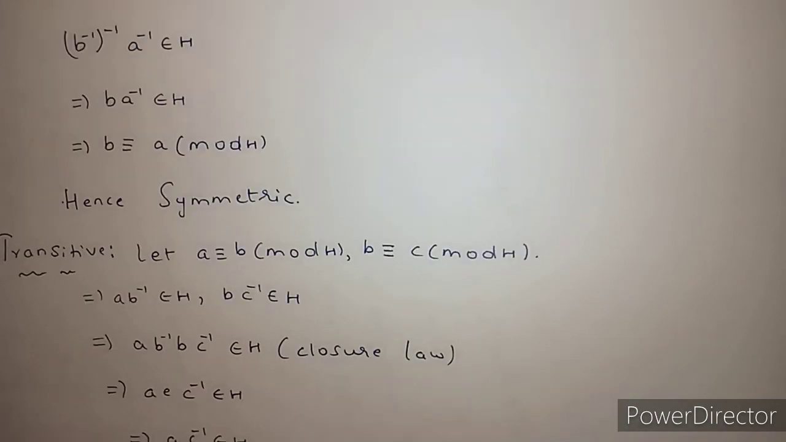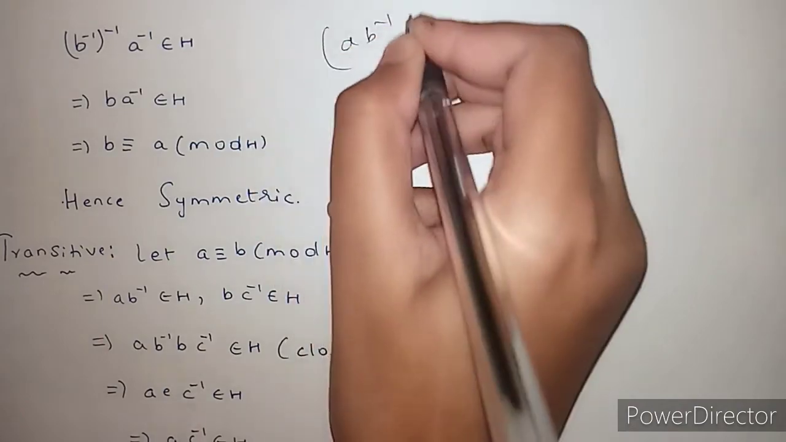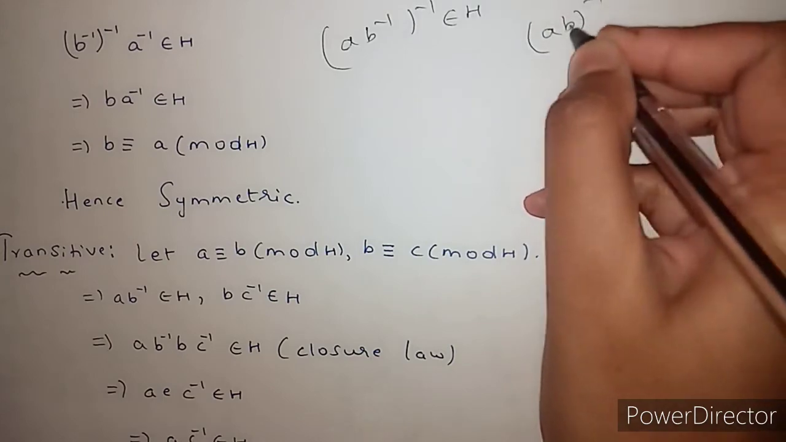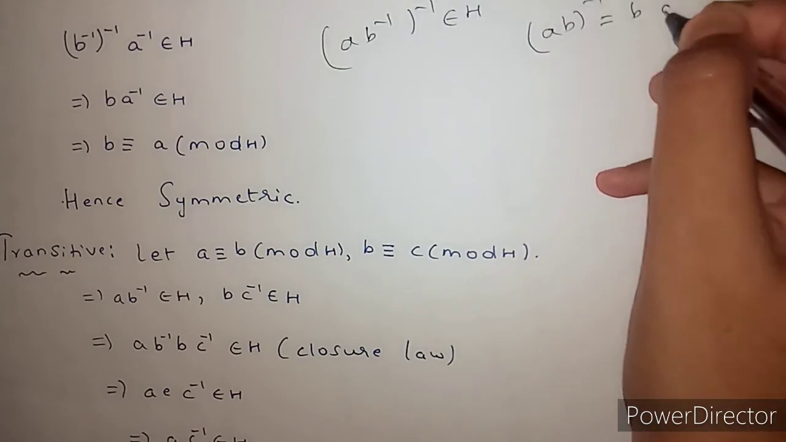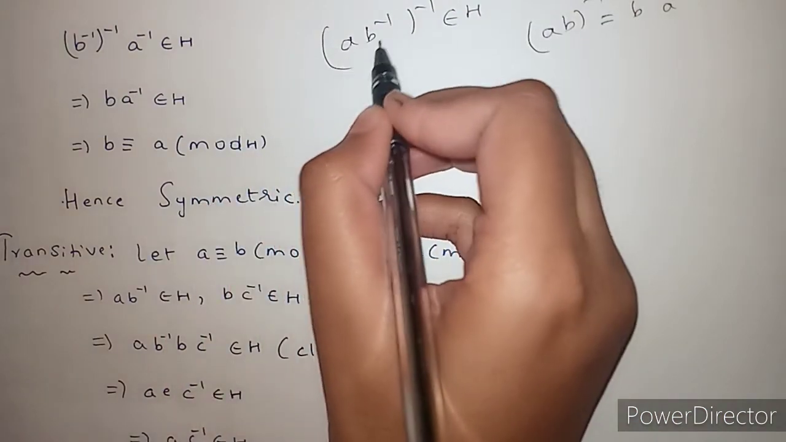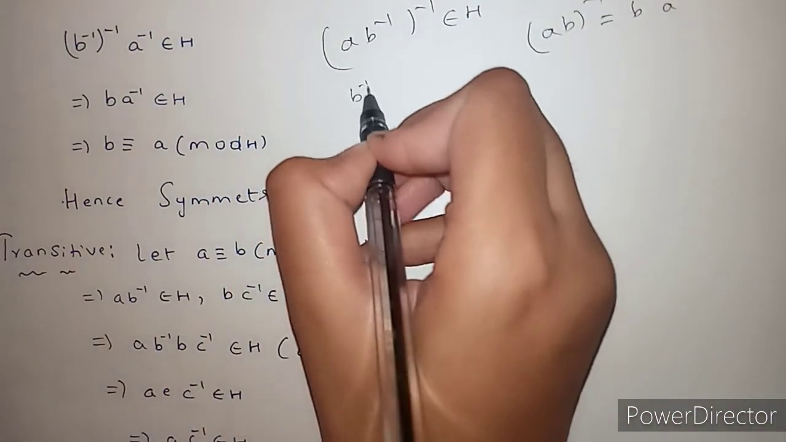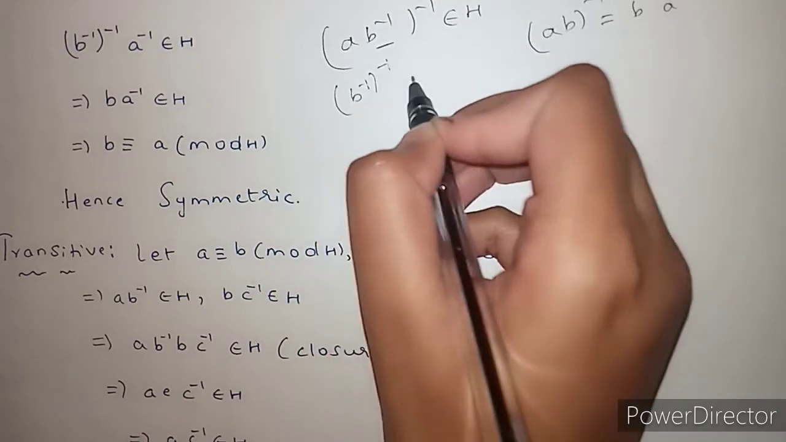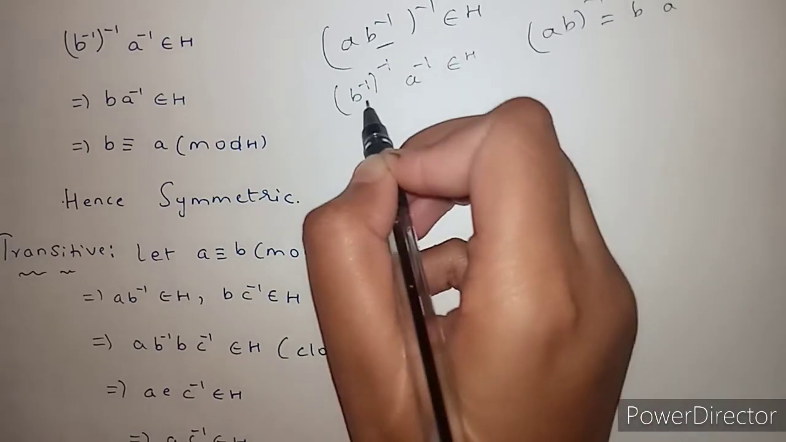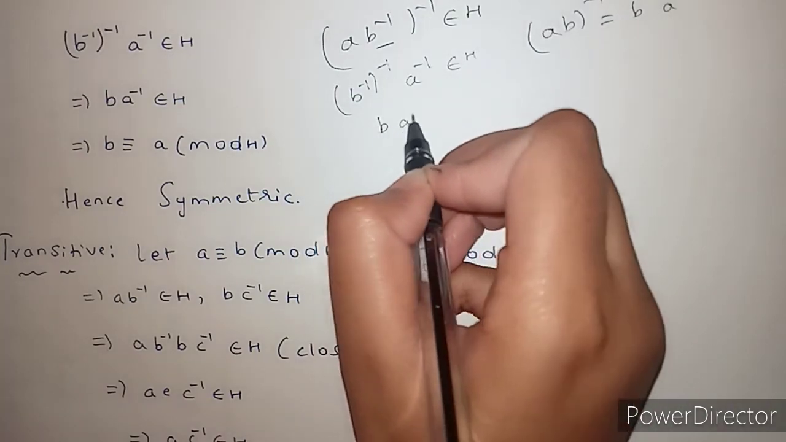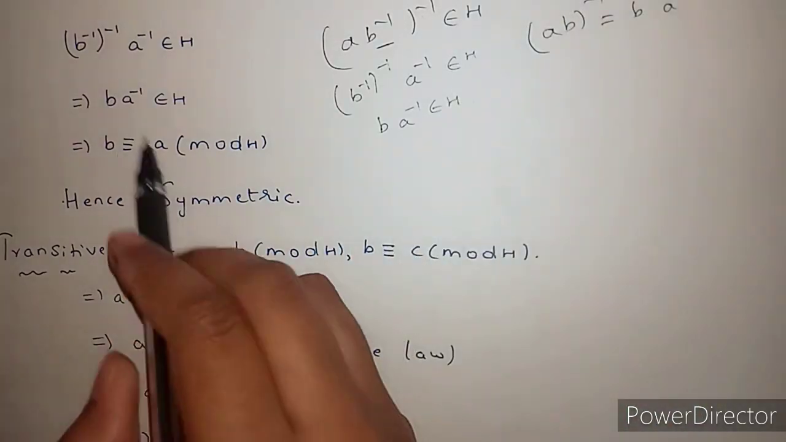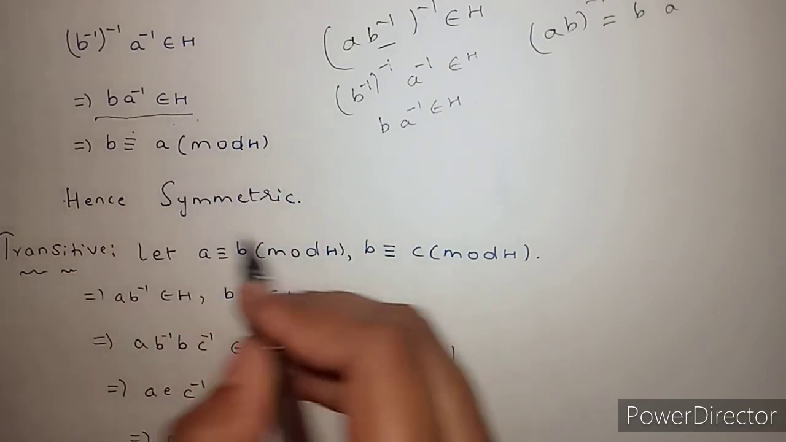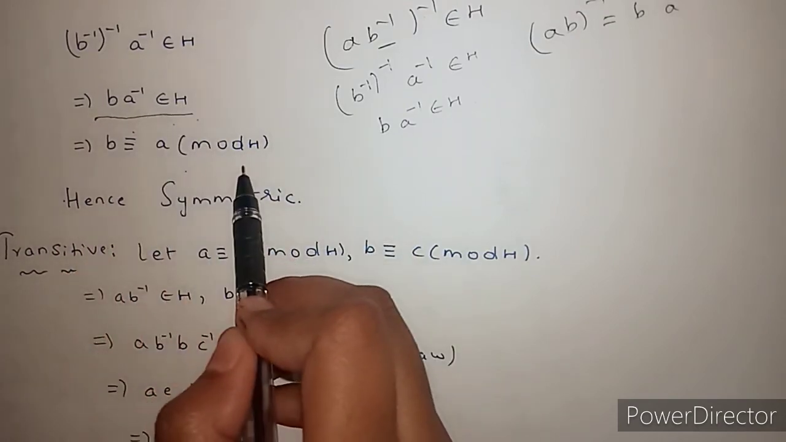So we have got that the inverse of ab inverse belongs to H. There is one property: the inverse of ab equals b inverse a inverse. Likewise, the inverse of ab inverse is the inverse of b inverse, taking the inverse of the second term first, next a inverse, which belongs to H. The inverse of b inverse is b, right? So b times a inverse belongs to H. This is the condition of congruence modulo, right? So b is congruent to a mod H.